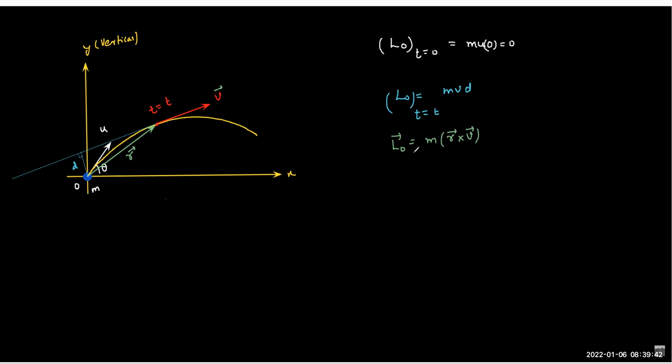So knowing that L naught equals m into r cross v, the question is, can we find r and v as functions of time? The answer is definitely yes. So we can find the r and the v functions, and r you can write as xi plus yj, and v we can also write as vx i plus vy j, and then this is pretty straightforward vector multiplication.